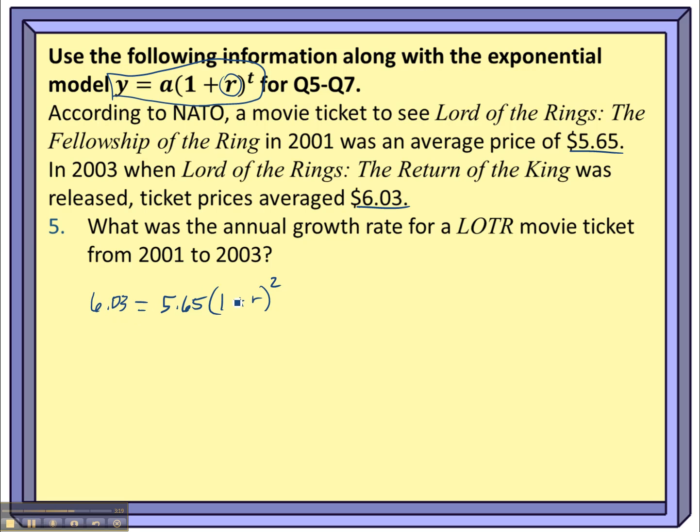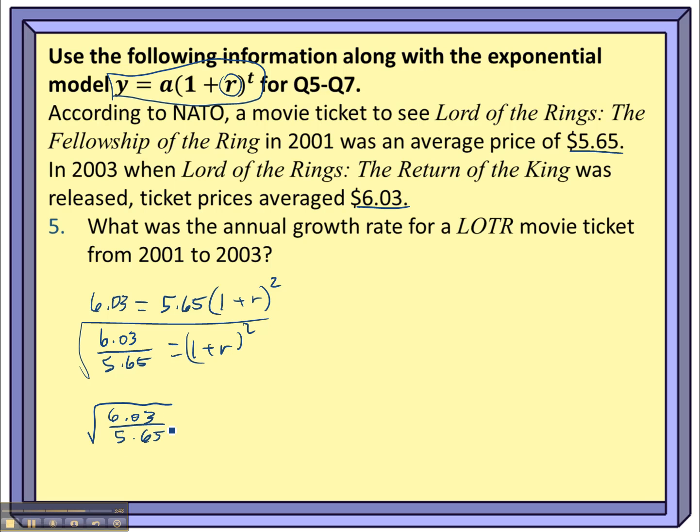So to solve this, I'm going to divide by 5.65. So 6.03 divided by 5.65 equals 1 plus r squared. To get rid of the square, just take the square root of both sides of this. And ordinarily I'm going to have plus or minus, but in the course of this, the price is increasing, so I'm only going to have a positive square root. So I have the square root of 6.03 over 5.65 is equal to 1 plus r. And then at the end, for the growth rate, you just subtract the 1 over.